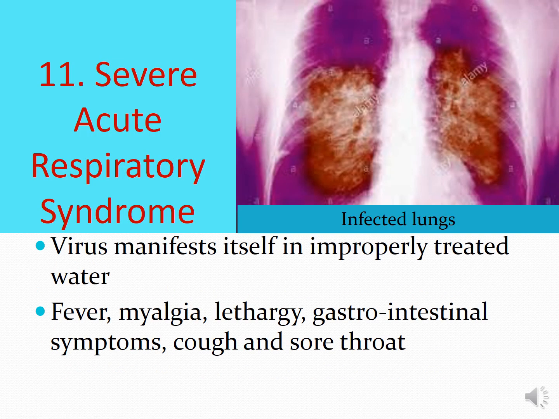The 11th problem, which is transmitted from the contaminated water, is severe acute respiratory syndrome. We can see the picture of infected lungs. The virus manifests itself in improperly treated water and can cause fever, myalgia, lethargy, gastrointestinal symptoms, cough, and sore throat.